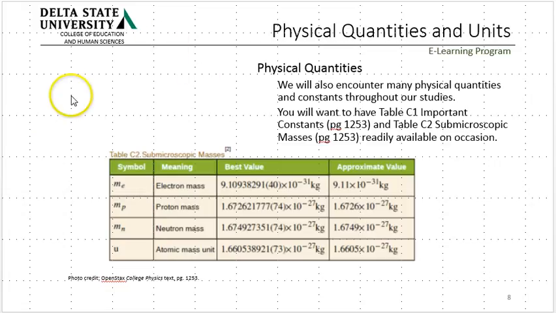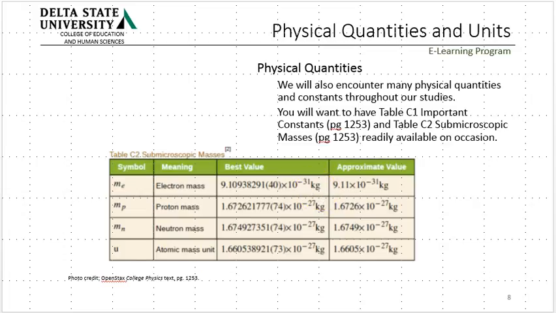Other things we'll be looking at: physical quantities. We have a table of physical quantities in the book, table C1, table C2. They're all there. We have things like the mass of the electron, mass of the proton, mass of the neutron, and what we call an atomic mass unit. And these are all in kilograms, by the way, over here, right?